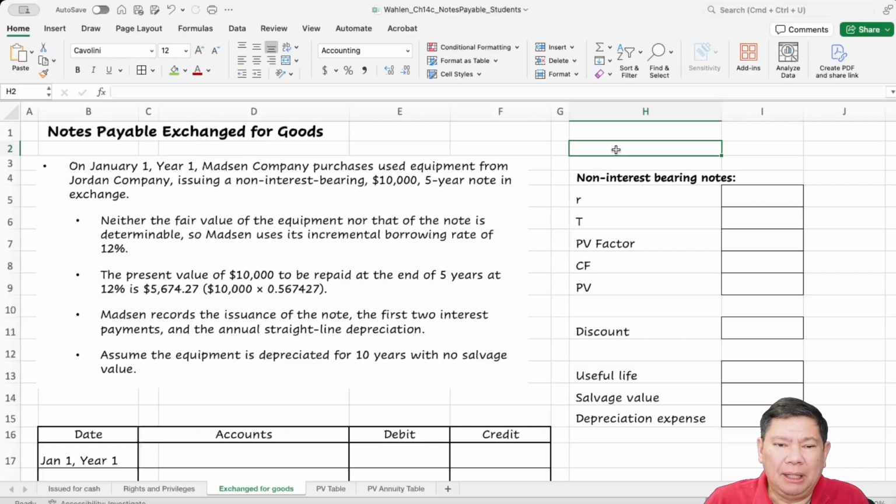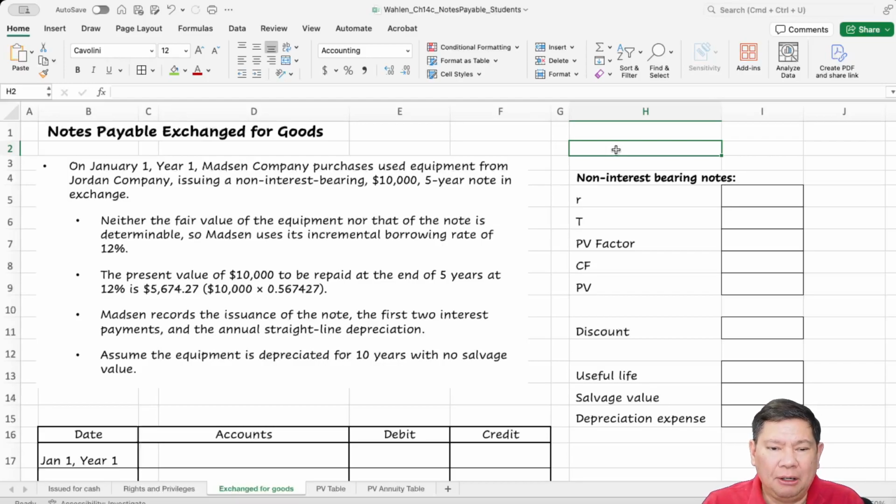So the company will have to use its incremental borrowing rate, the interest rate that they have to pay if they borrow money, and 12%. So the assumption here is that because there's no fair value for the notes or there's no fair value for the equipment, we have to assume that 12% is reasonable. So we have to use that assumption.